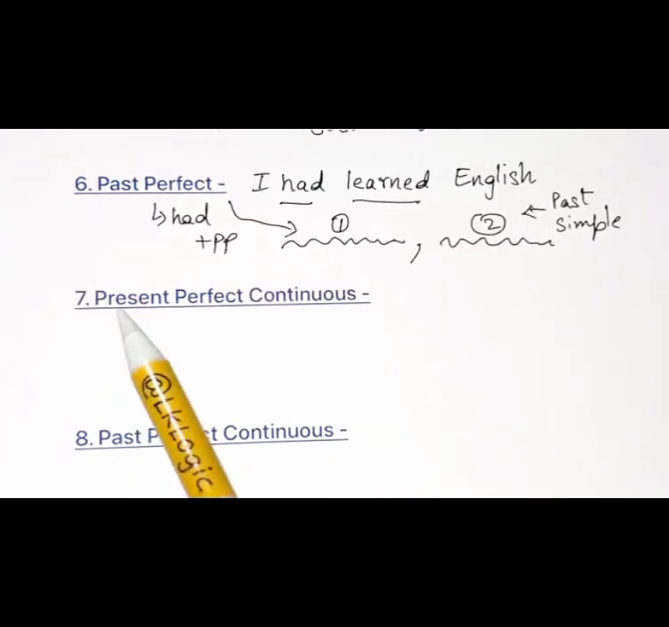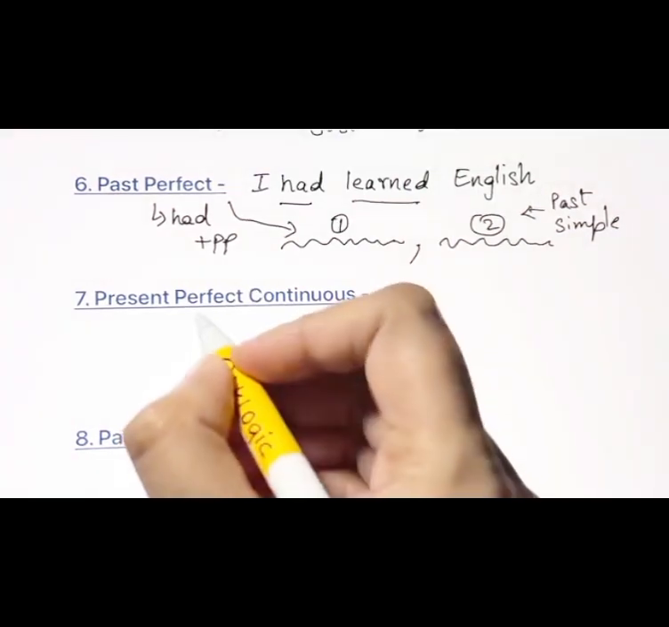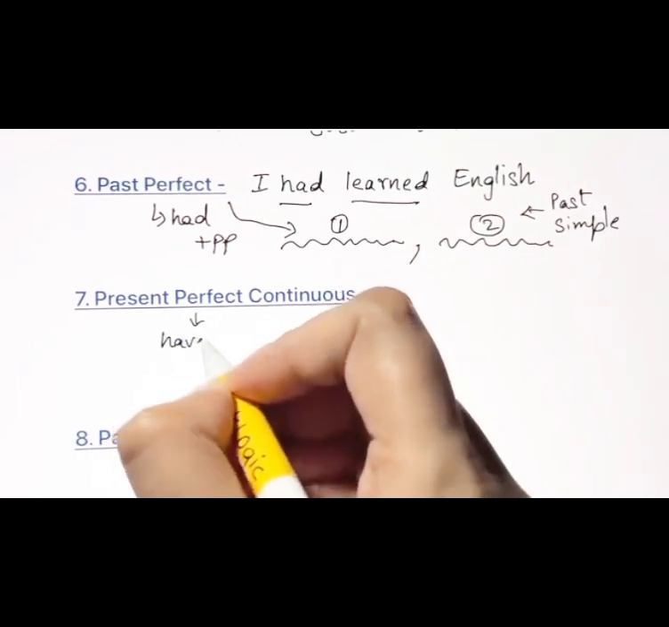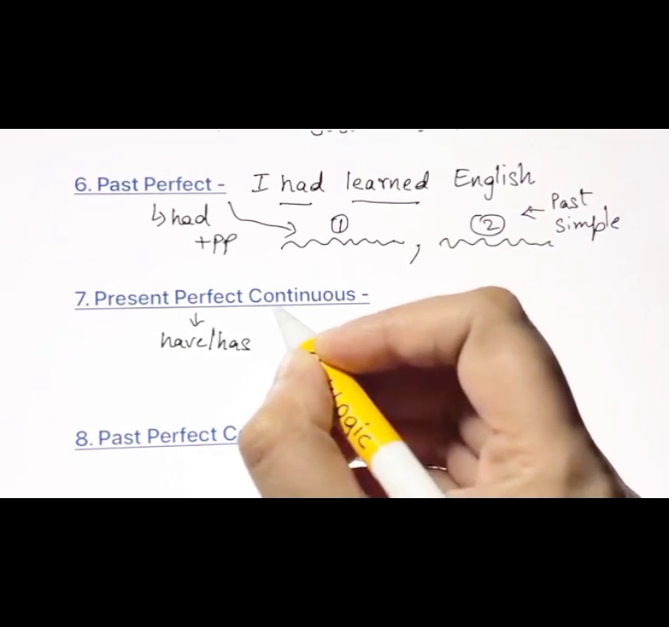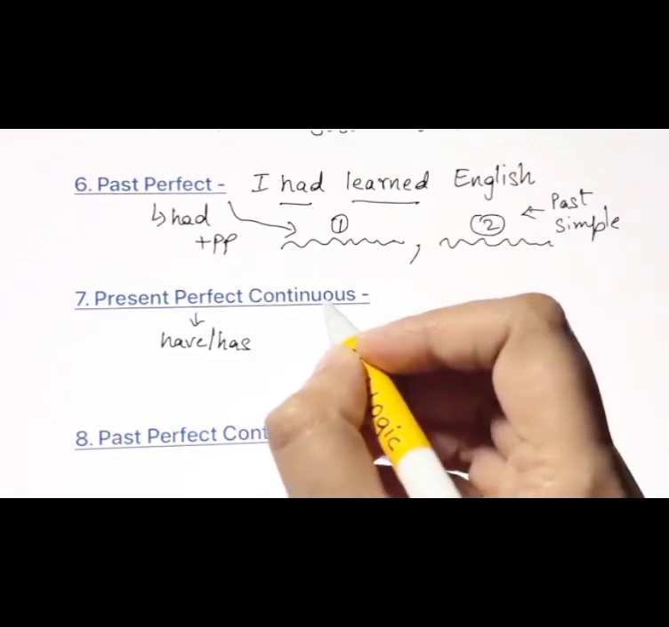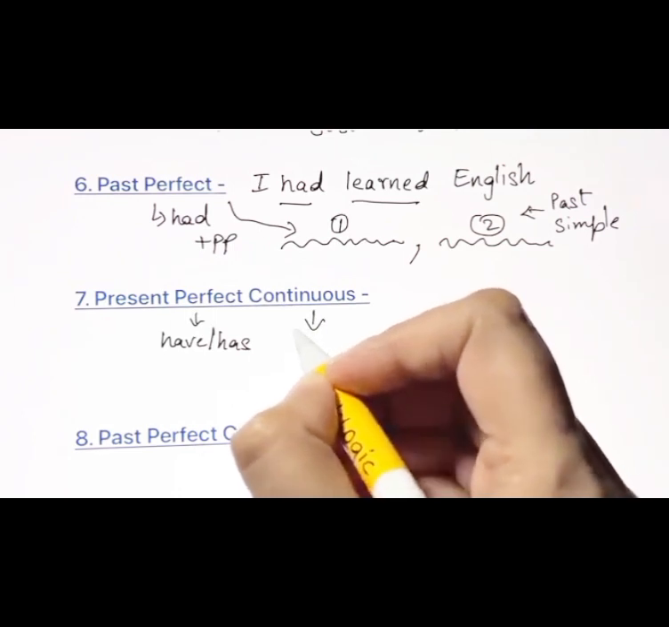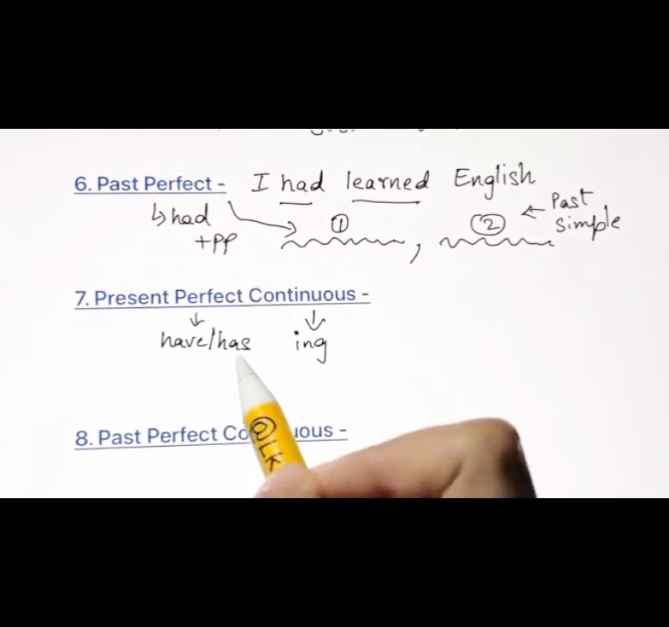Okay, let's see what's present perfect continuous. As this is perfect, have or has will be used. And since this is continuous, ing will be used. So we add ing to the base verb. Now, have or has is called as the helping verb.